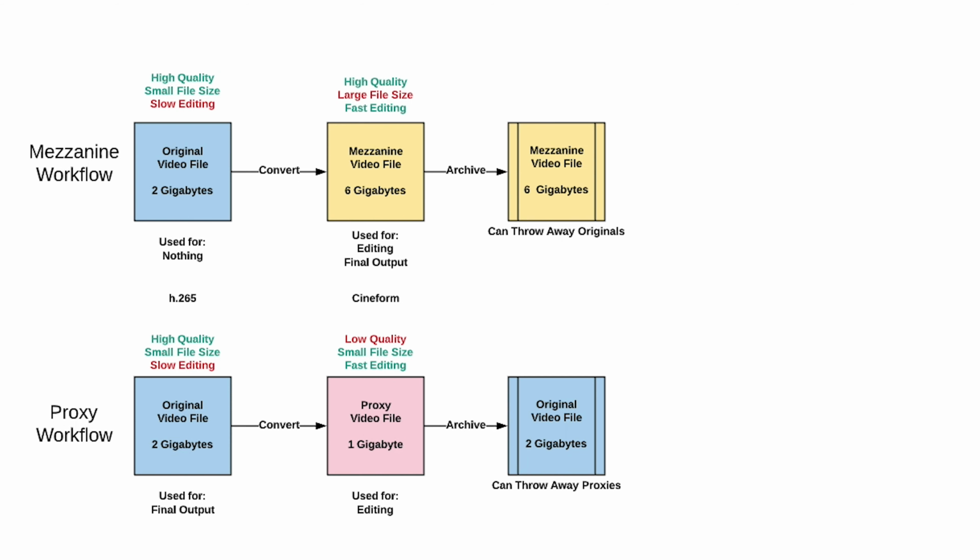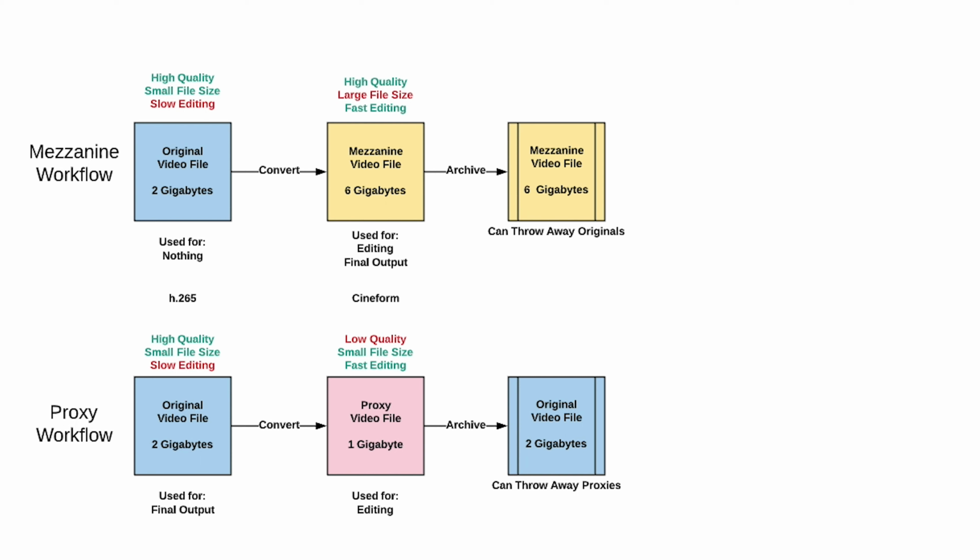When we talk about archiving in the mezzanine workflow, we're going to end up archiving the mezzanine video file because we've done all of our edits to that file. So that means we're going to be archiving a 6 gigabyte file in this scenario. But we can throw away the 2 gigabyte original files.